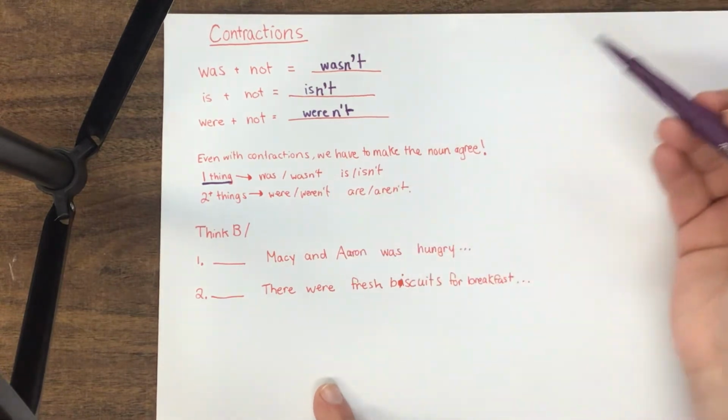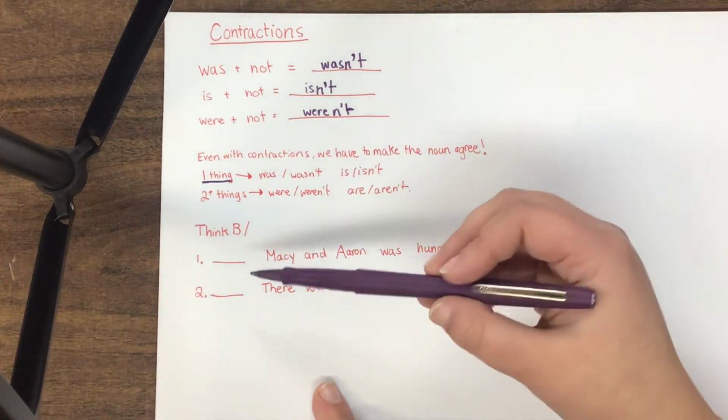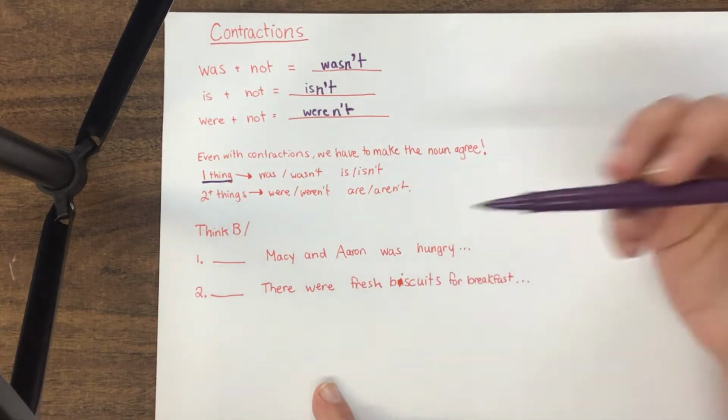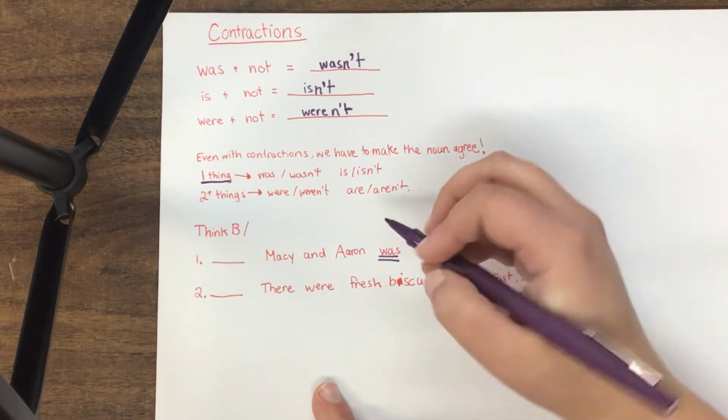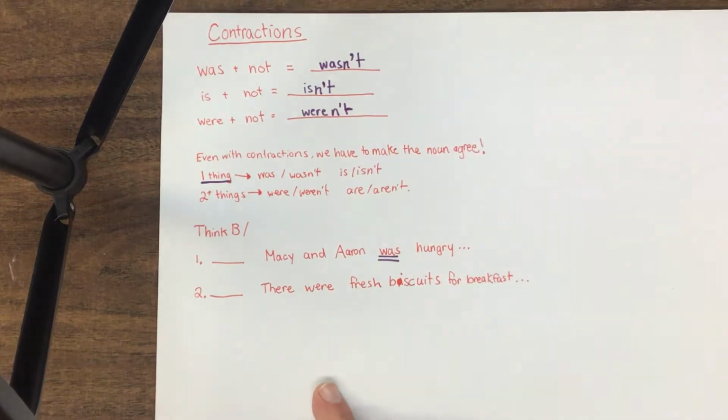So in Think B, what you're asked to do is read the sentences and decide if the verb in the sentence, in this case was, is the correct type for the type of subject that you have. So let's take a look at these first two. I'll give you an example and we can figure out if they're correct or incorrect.